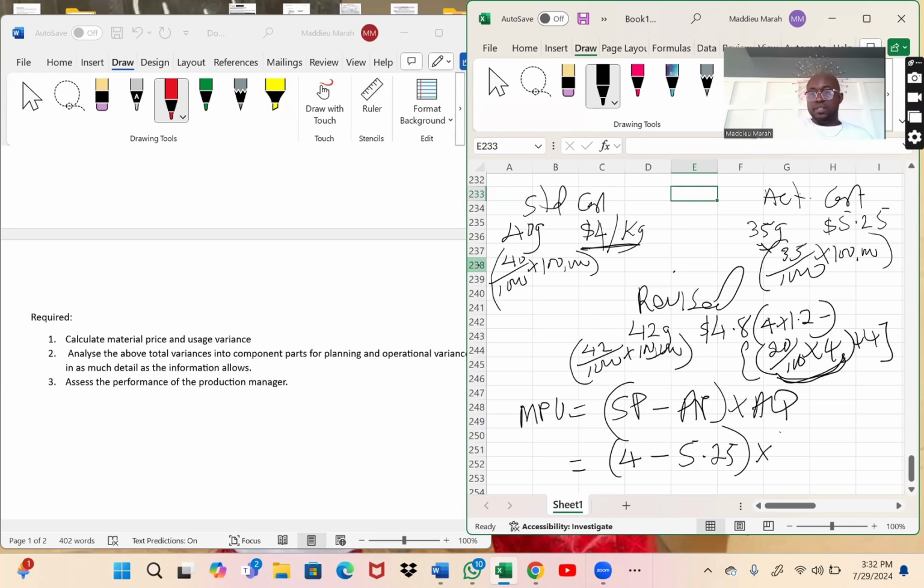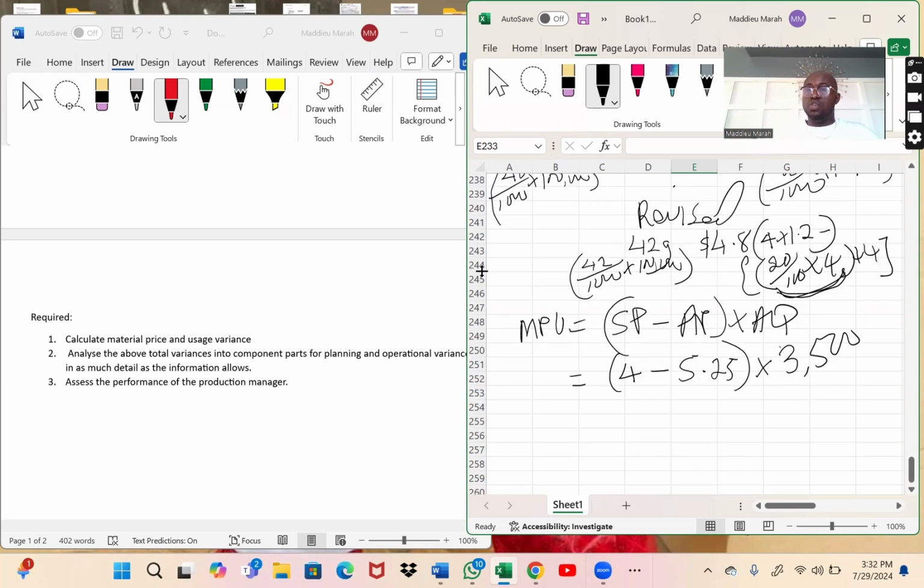Okay, so let's get the answer. So 35 divided by 1,000 times 100,000, 3,500. 3,500 is our actual production. So how do we assess this variance? What do we see to this variance?